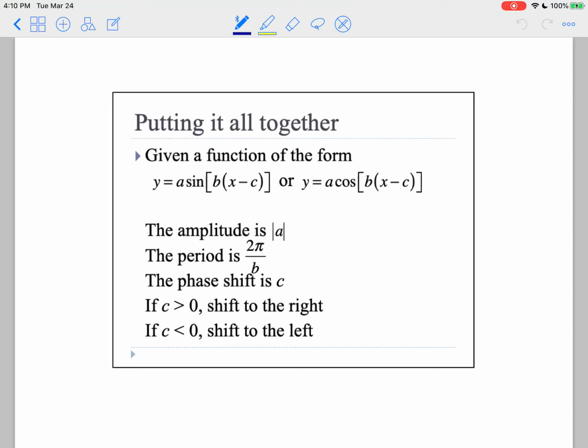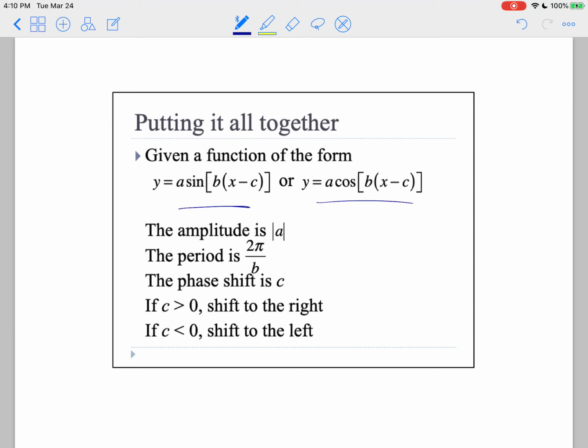All right, let's wrap this up by doing some problems that put everything all together. So we have our sine and cosine functions here, and we have all the pieces that could be doing stuff. We have our amplitude change, we have something that would change the period, and then we have our phase shift. Now it's important that it's in this form. Notice how the b is factored out of the x minus c. So if you see something that is not of this form, you have to factor out that number.